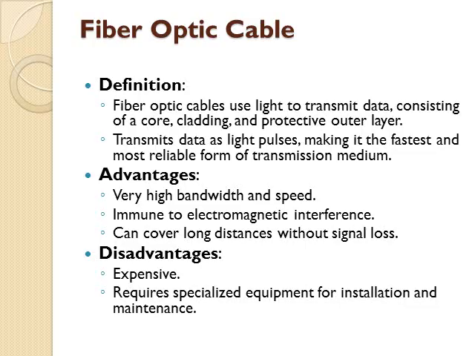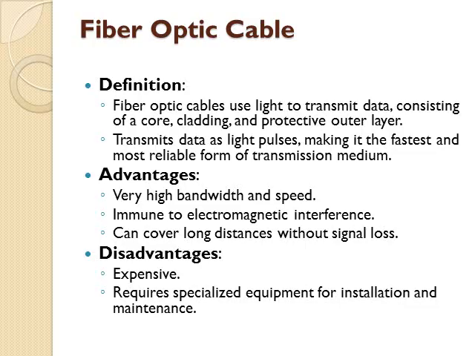Next comes the fiber optic cables. This uses light to transmit data, consisting of a core, cladding and a protective outer layer. The transmission of light pulses makes it the fastest and most reliable form of transmission medium. Advantages of this medium are that it has very high bandwidth and speed. It is immune to electromagnetic interference.